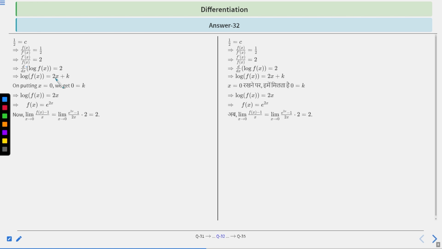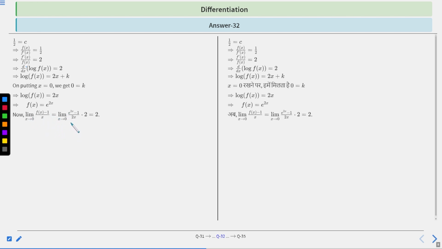So log 1 is 0. 0 is equal to 0 plus k, so k will be 0. Therefore log f(x) is equal to 2x. So f(x) can be written as e to the power 2x. Clear?